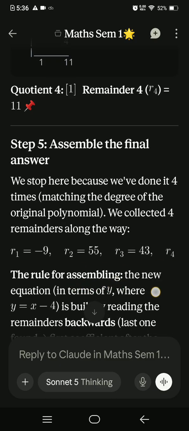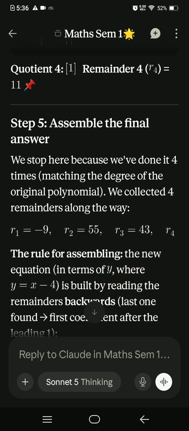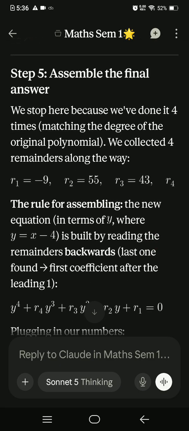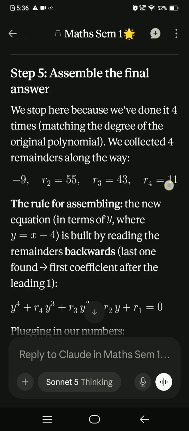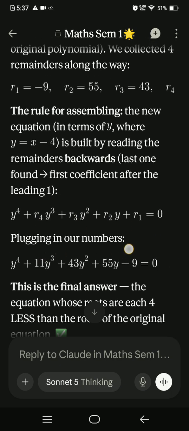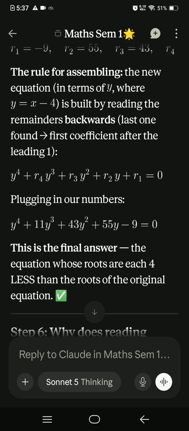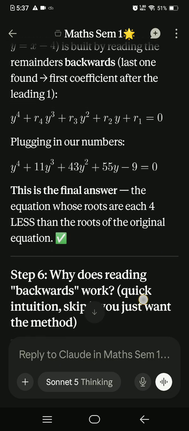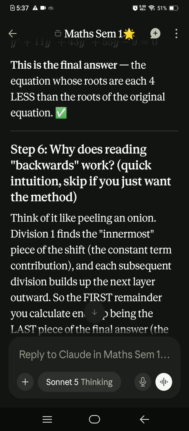Now the rule for assembling the new equation in terms of y, where y equals x minus 4, is built by reading the remainders backwards. The last one found is the first coefficient after the leading one. So this is y^4, what? So no coefficient for y^3, then r4, r3, r2 and r1. Okay, fine. So plugging in our numbers, we get this. This is the final answer, the equation whose roots are each 4 less than the roots of the original equation. That was easy actually. Step 6, why does reading backward work?